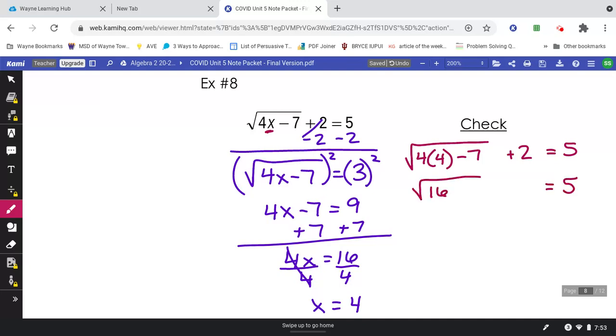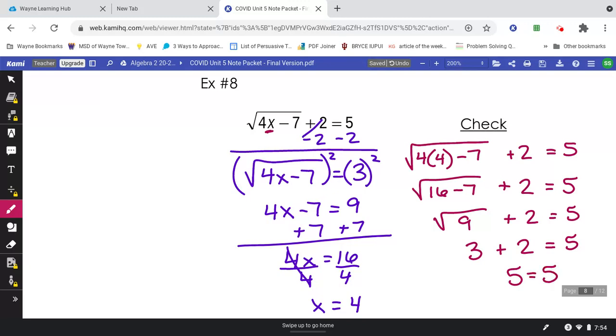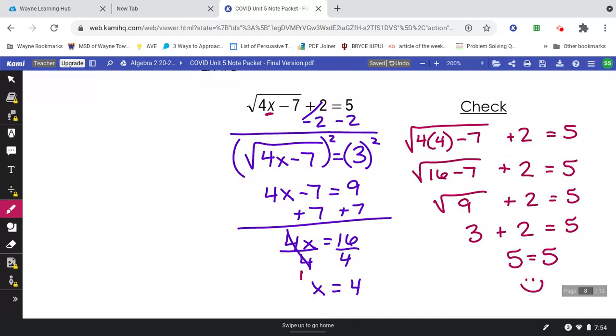Over here, we've got 16 minus 7 plus the 2. 16 minus 7 is 9. Keep dropping the 5 down. Square root of 9 is 3. Keep dropping the 5 down. And at the very end, 3 plus 2 is 5. So I have 5 equals 5. That is correct, which means that this is a correct answer.